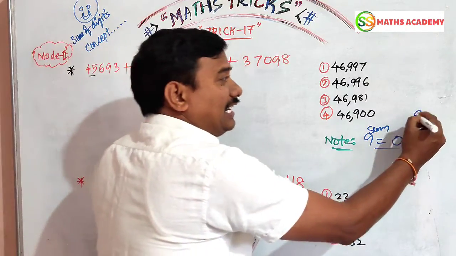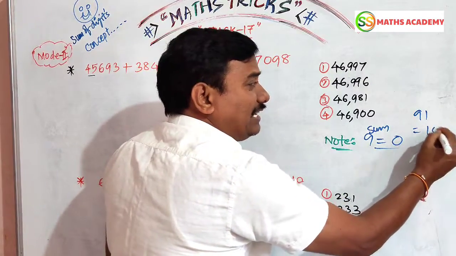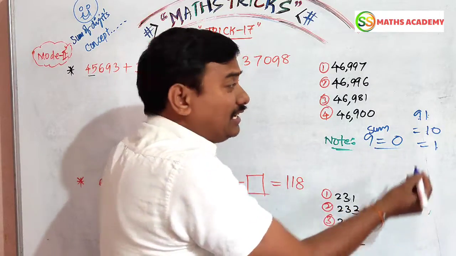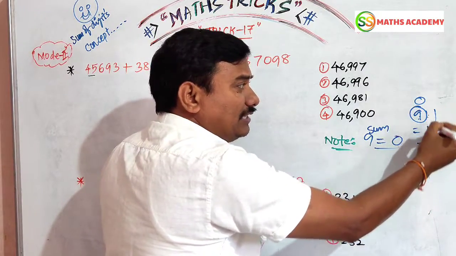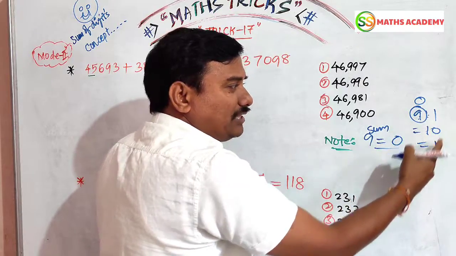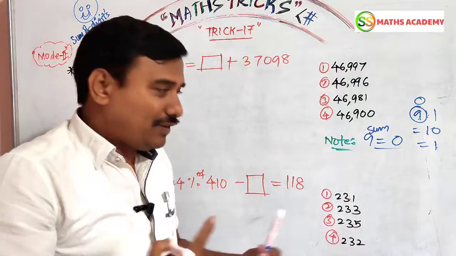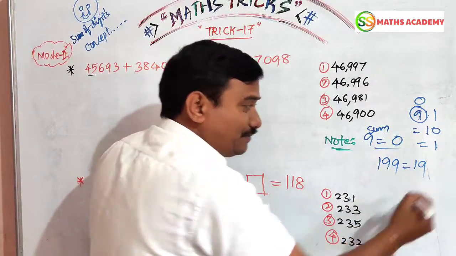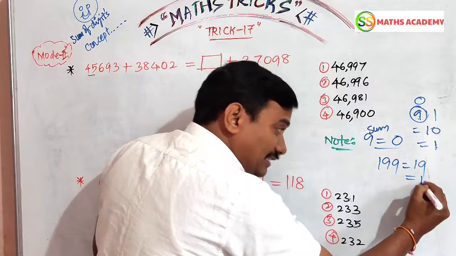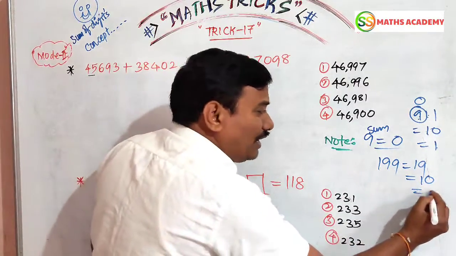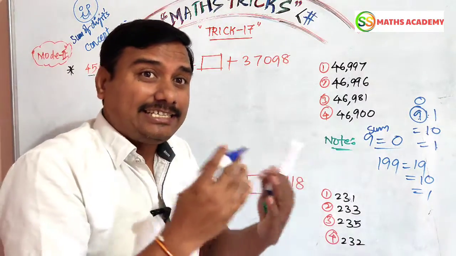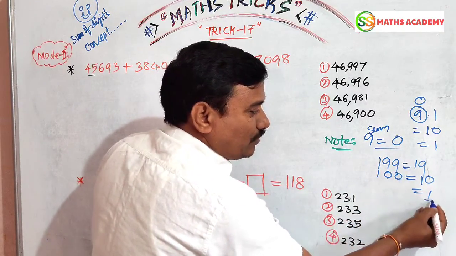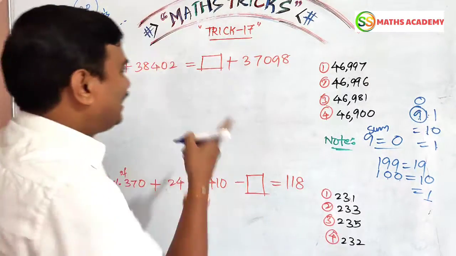For example, 91: 9 plus 1 is 10, 1 plus 0 is 1 only. Here you can take the 9 as 0. With 91, you take 0 plus 1, which is 1 only. You will get the direct answer. For example, 199: the sum of the digits is 1 plus 9, 10, then 1 plus 0, 1 only. With this technique, taking 9 as 0, it is 1 plus 0 plus 0, 1 only, right?